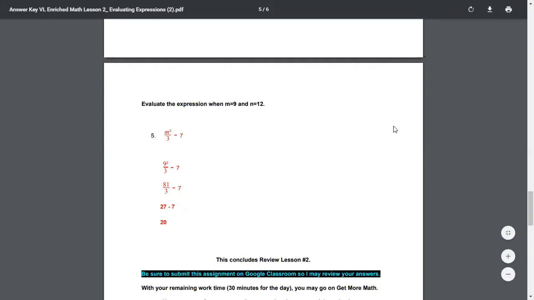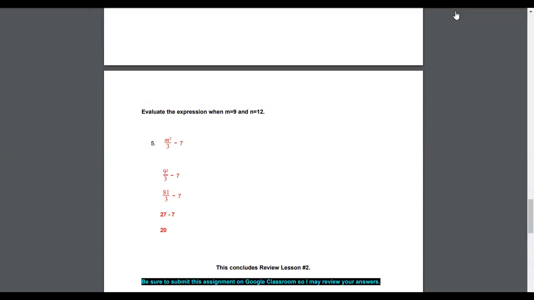I'm going to pause this for a second and switch over to Google Docs. Let me see if I can figure out how to pause it here.